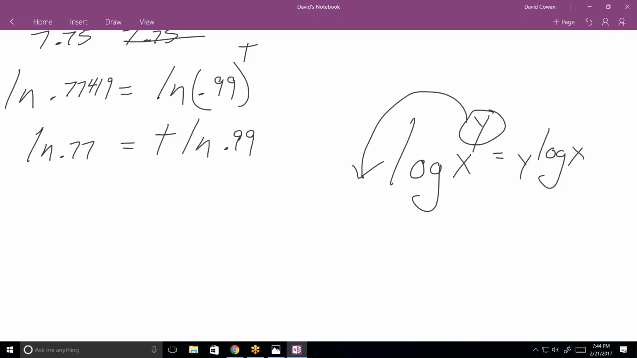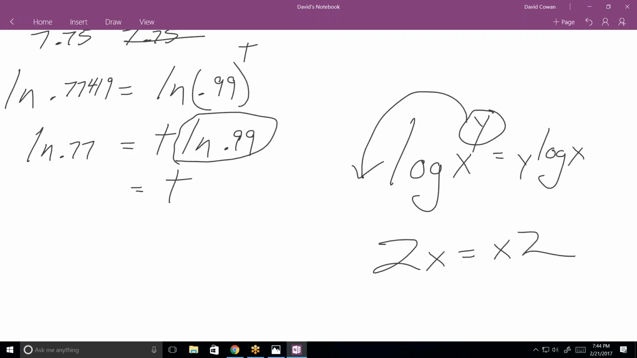Now how do I solve for t? Divide by natural log of 0.99. In other words, that is just a number. The fact that it's to the right of t instead of to the left of t is the difference between me saying 2x, that's the same as x times 2. So it's still a coefficient, and to get rid of it, I got to divide both sides by that.